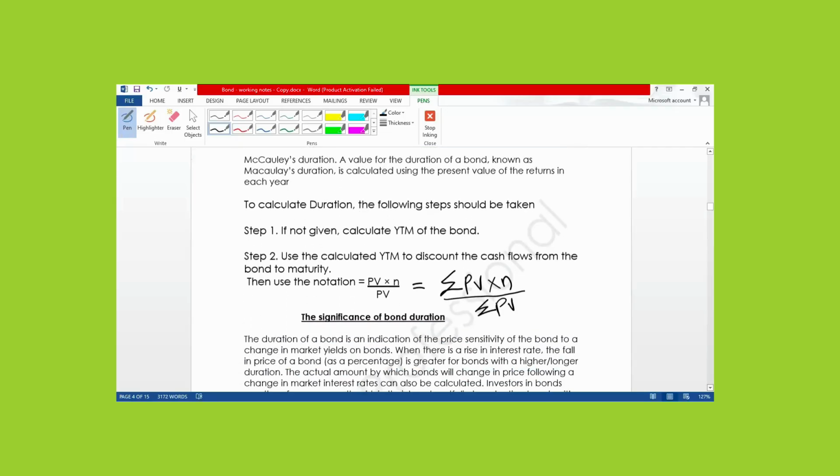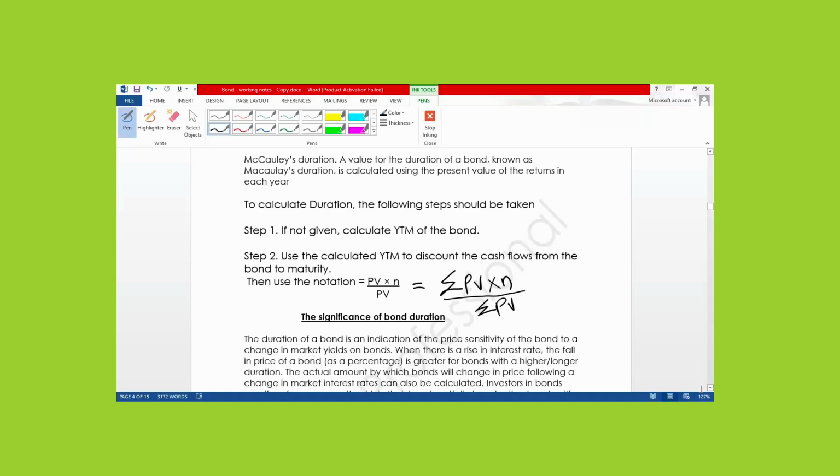So you can calculate your duration. Duration will tell the investor how long it will take me to recover the amount I've invested in the bond, just like your payback period.